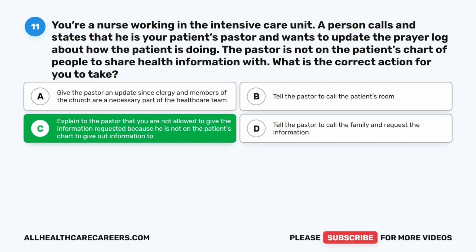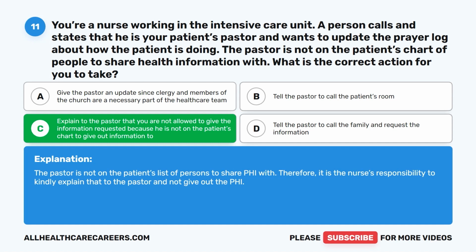Explain to the pastor that you are not allowed to give the information requested because he is not on the patient's chart to give out information to. The pastor is not on the patient's list of persons to share PHI with. Therefore, it is the nurse's responsibility to kindly explain that to the pastor and not give out the PHI.